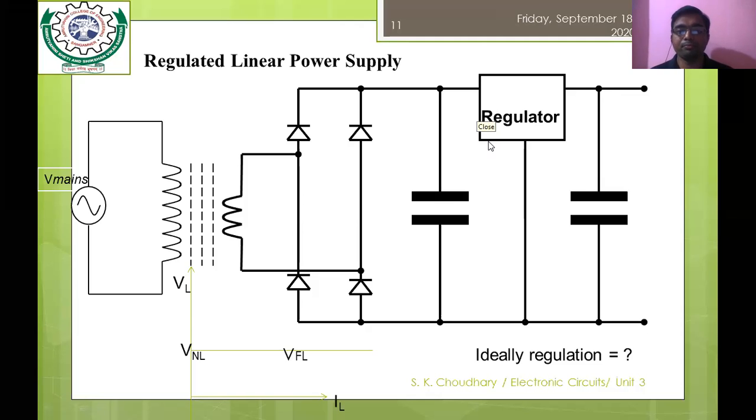Akansha More. What is the value of regulation ideally? Pause. Pratik. Rahane Vibhusha. Can anyone answer me? Alfia Sayed.